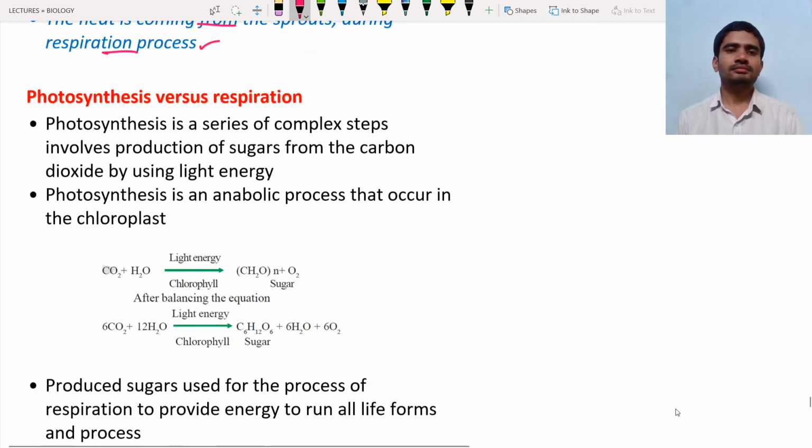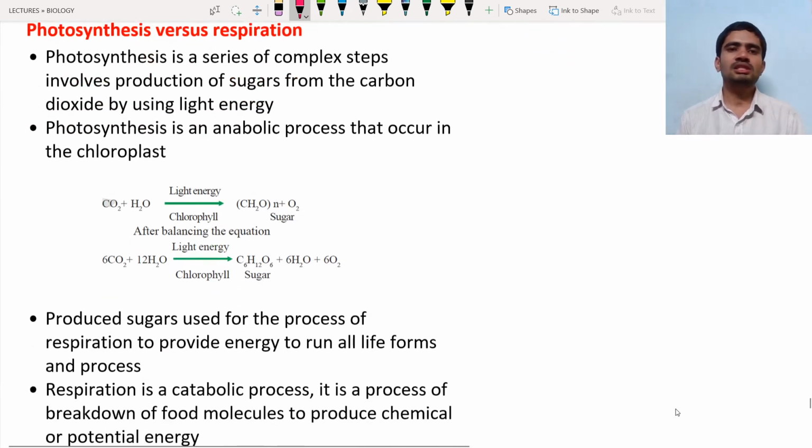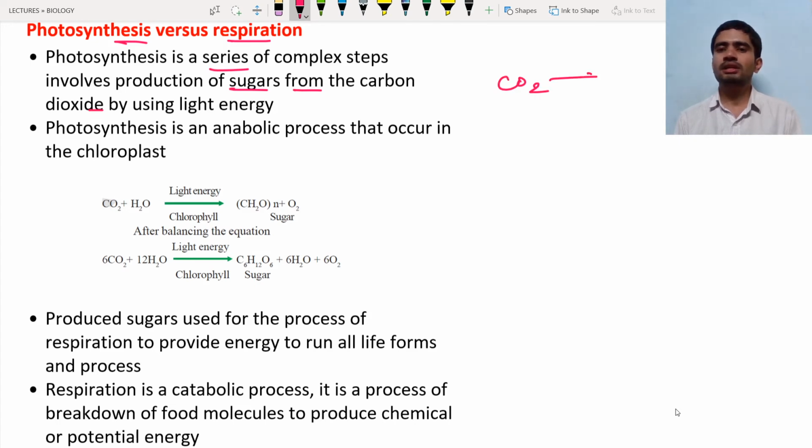Okay, so next is photosynthesis versus respiration. In this topic we are going to discuss the differences between photosynthesis and respiration. In photosynthesis there is a series of complex steps, after which there is a liberation of sugars, or glucose. So the carbon dioxide is utilized for the production of glucose molecules.